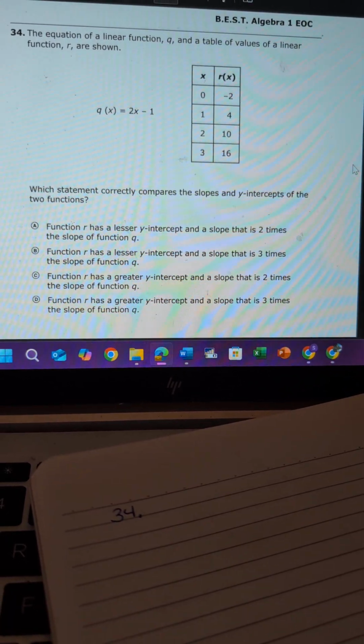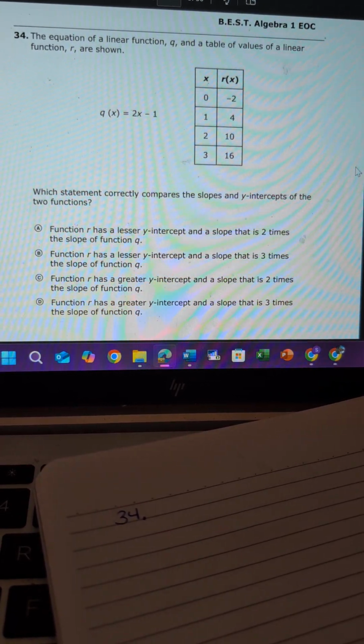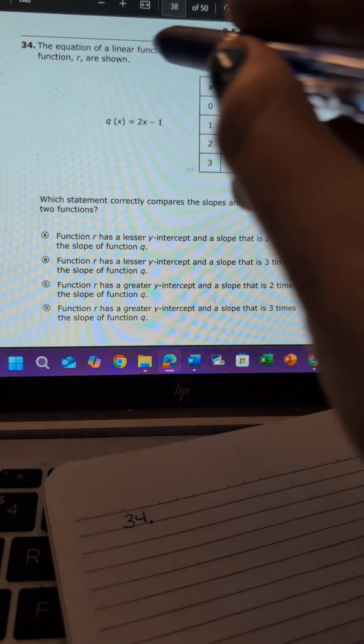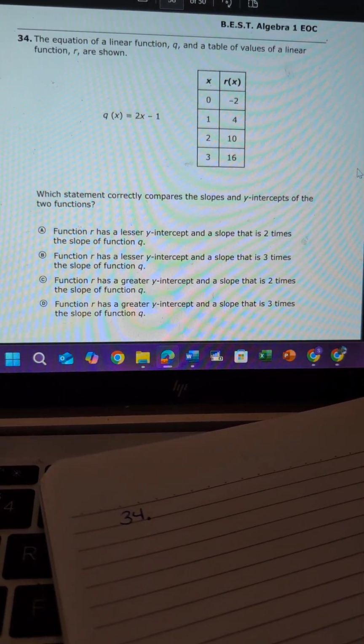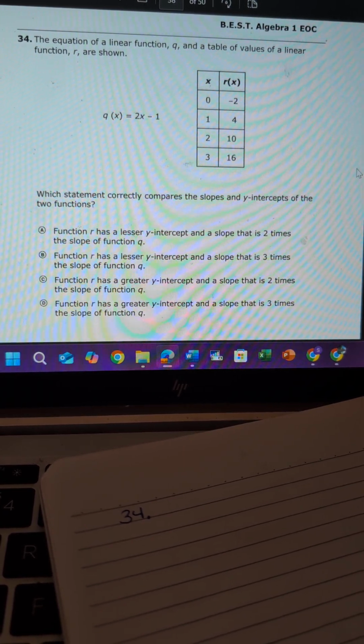The equation of a linear function q and a table of a linear function r, so two different linear functions are shown. Which statement correctly compares the slopes and y-intercepts of the two functions?